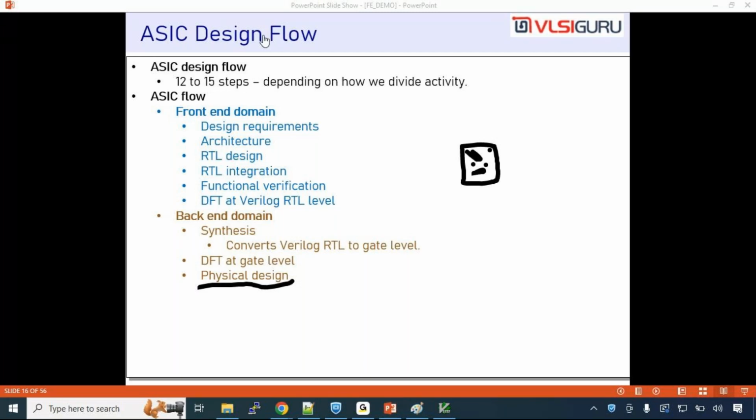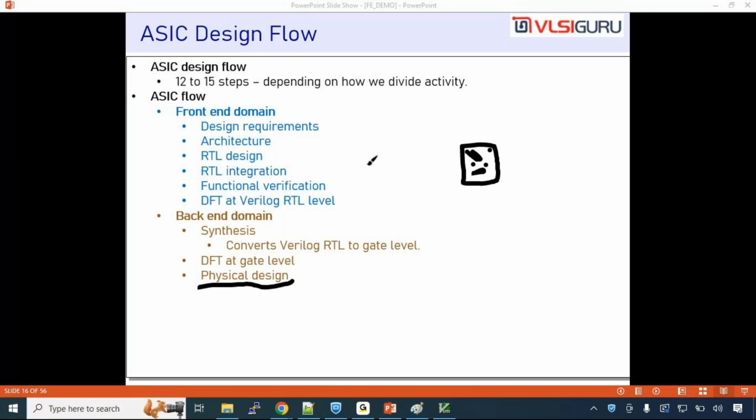Kaling, what is your question? Sorry, if DFT comes before physical design, then how do you get hardware to test your design? Like, the hardware is generated after the physical design, right, sir?